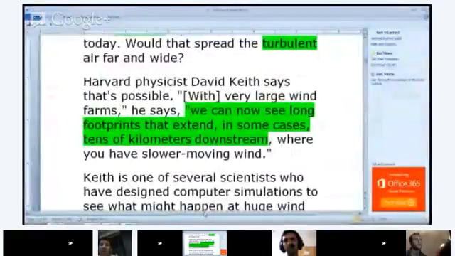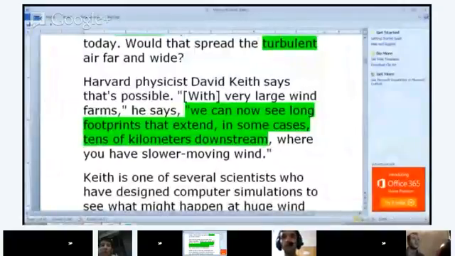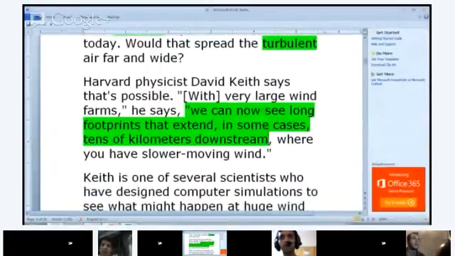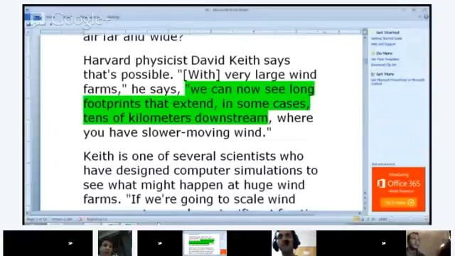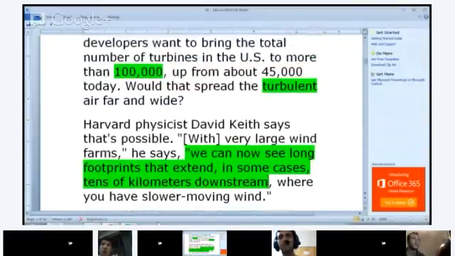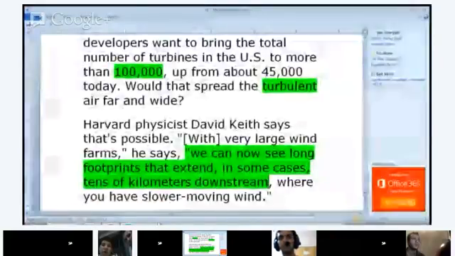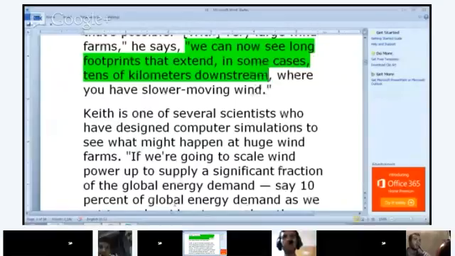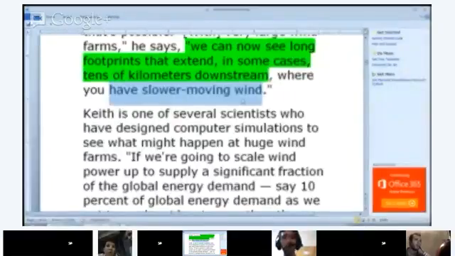Okay, but how big are those areas of slower moving wind? Tens of kilometers. Yeah, all right. And so in terms of building lots and lots of wind farms in one area, there is a limit. If that's 20, 30, 40 kilometers downwind, where you have slower moving wind, you cannot build another wind farm. I have a question. Excellent.